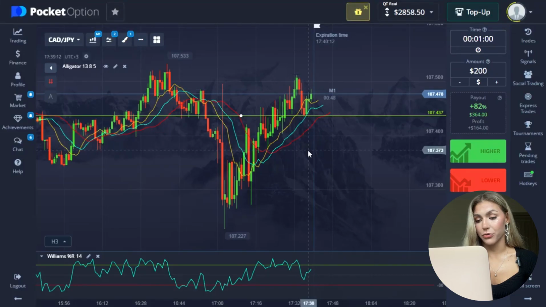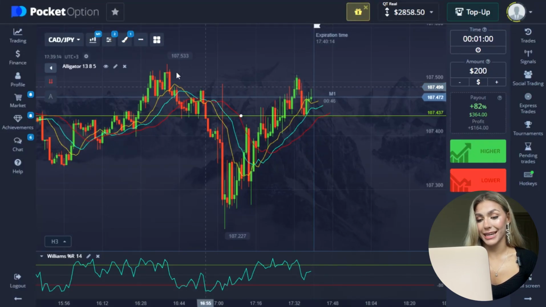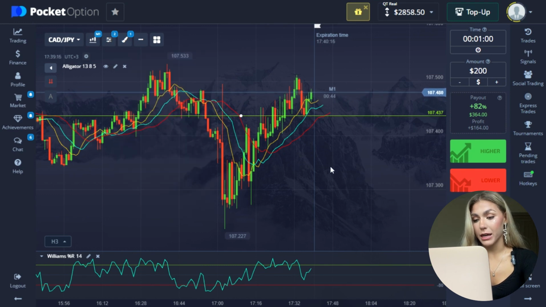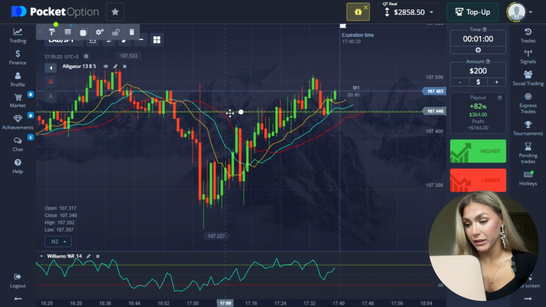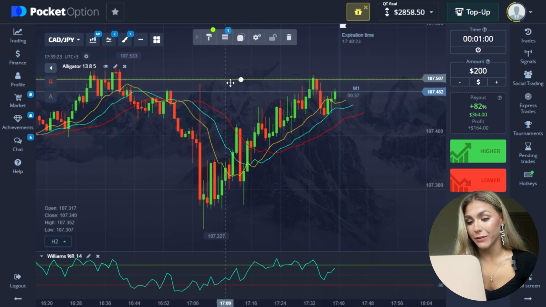So friends, I'm currently trading on the CAD/JPY currency pair, and the time frame I've set is 1 minute. And before I start trading, I always lay my fundamental groundwork. This means identifying the resistance and support levels.